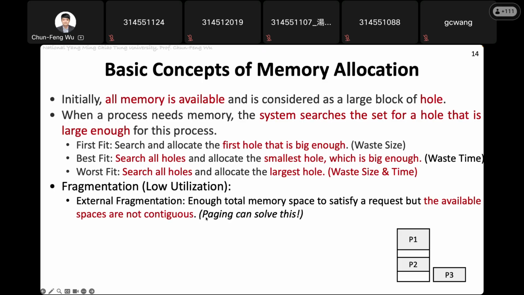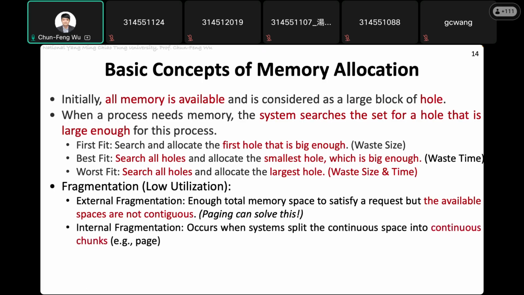And paging can solve this, because paging partitions the whole memory space into the same size. If it is the same size, then if you want a contiguous area, you can just move P2 to here and you have a contiguous space. So you can move all the data around the memory if you want. And there comes a thing called internal fragmentation.